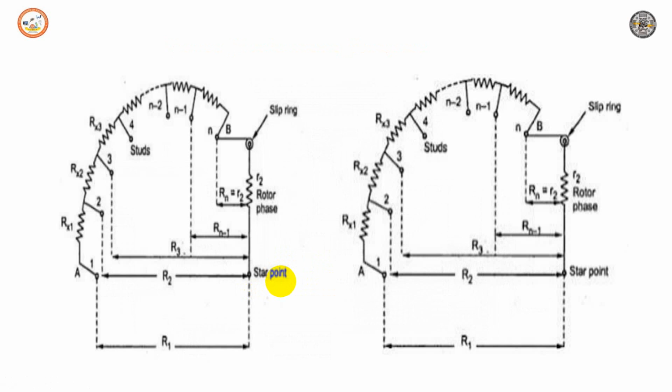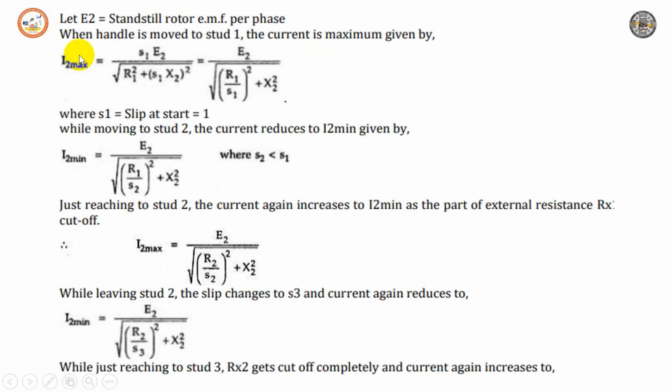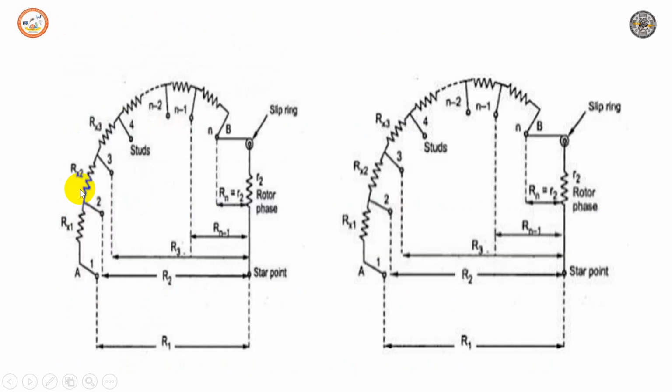two conditions here. That is, the motor starts against a constant torque, and the rotor current fluctuates between I2 maximum and I2 minimum, which is denoted here. Now, this is the external resistance which is connected to the start point of one of the phases of the rotor. So this is one of the phases. This is the start point which is connected to the external resistance Rx.